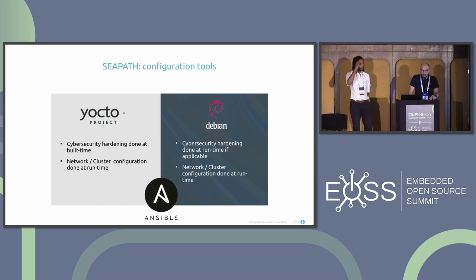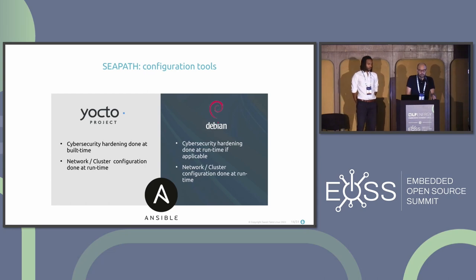So once we've got the Linux distributions, we need to configure that. And actually, in both CPaaS flavors, we are using a lot of Ansible. As I explained before, in the Yocto project, we can do some steps by ourselves. So that's the reason why most of the cybersecurity hardening is done at build time. And on Debian, we are using pre-compiled packages, so we are doing the cybersecurity hardening with Ansible at runtime.